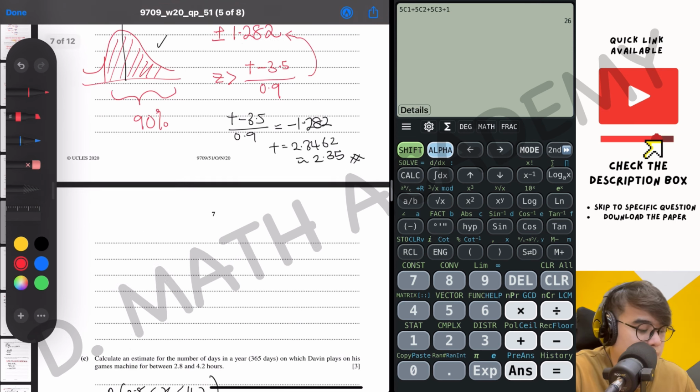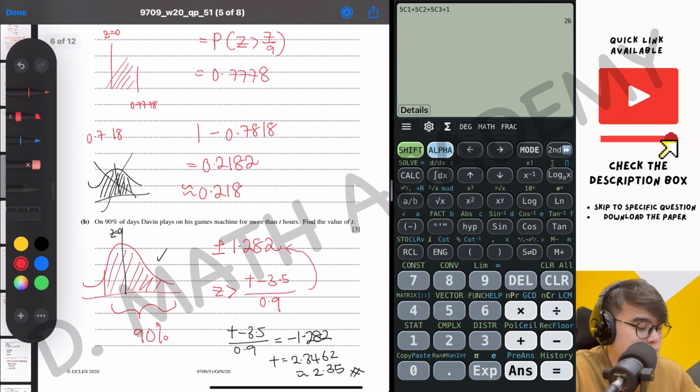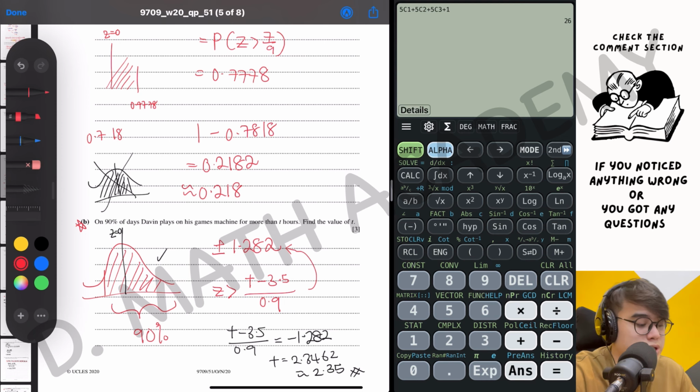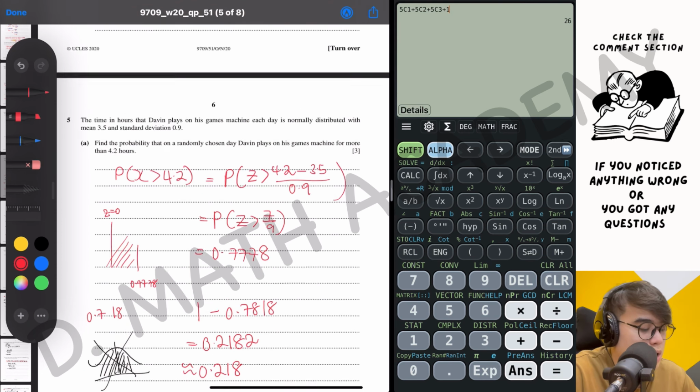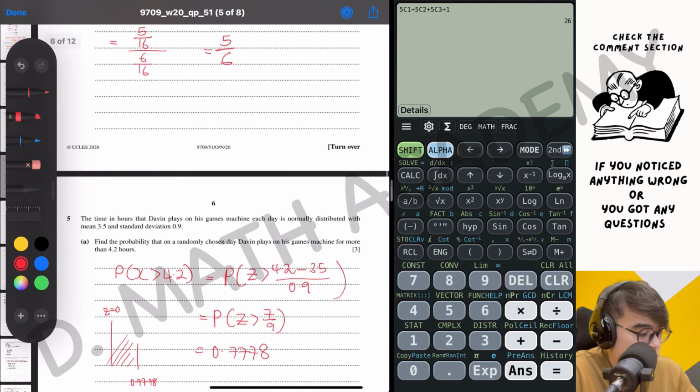The other part that students might struggle to understand will be this one from the normal distribution. Read the question carefully because they say 90% of the days they spend more than certain hours playing games. So it is referring to the part that was above.